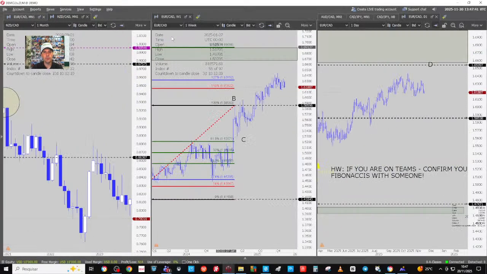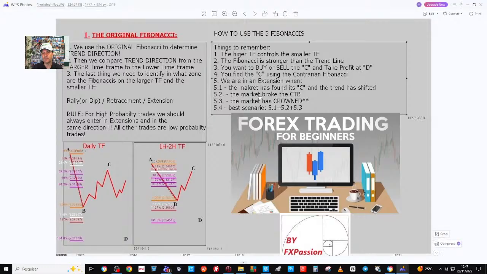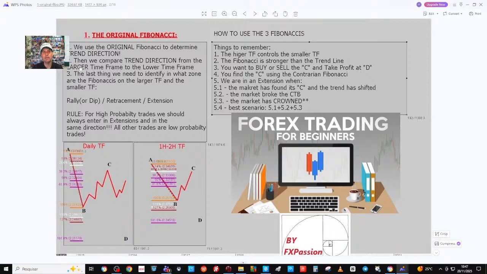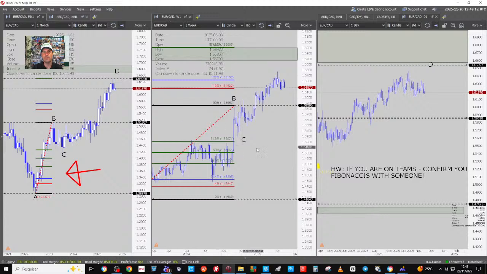Next week we're going to talk about trading the Fibonacci, but so far this is the package of pictures. The original Fibonacci, we use the original Fibonacci to determine trend direction. Then we compare trend direction from the larger time frame to the lower time frame. So talking about EuroCAD, right, everybody?